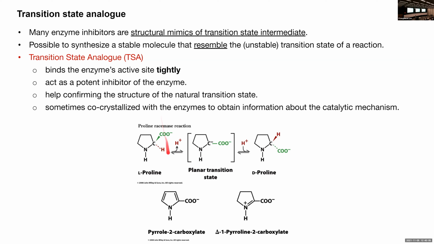An example here would be the proline racemase reaction, where the L form changes to the D form. And this is the true transition state. But as you can see, these are the two transition state analogs, which really mimic this transition state of L-proline. But they have a few differences, like having double bonds or missing some critical atoms and so on.